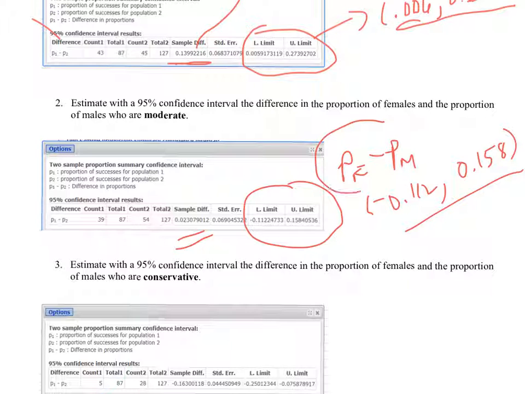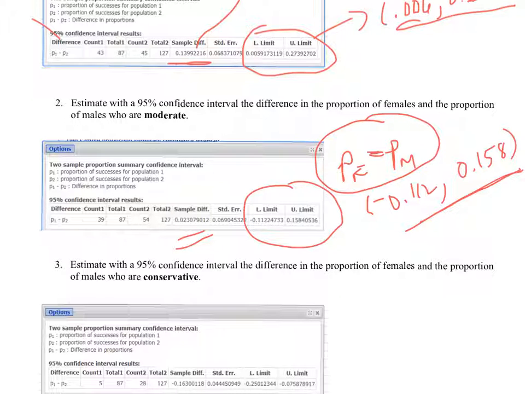What that's telling me is that this difference might be zero, because zero falls somewhere in this interval. In other words, if that difference is zero, I can't prove that there is a difference in the percentage of females who are moderate and those that are males. There doesn't seem to be a difference.